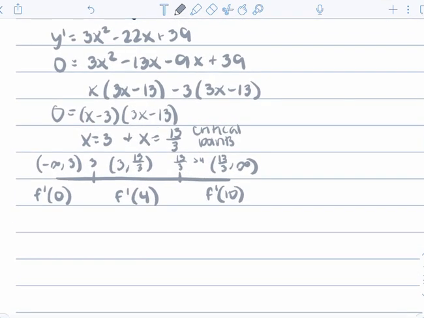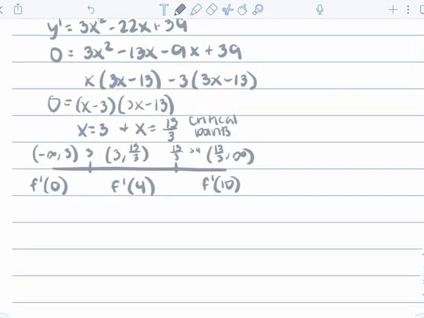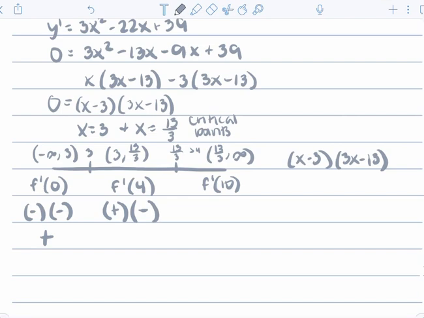So if we go back and use this right here, because it's in factored form, we have x minus 3 and 3x minus 13. And we plug in 0. Then we would get a negative number because 0 minus 3 is negative 3, and then 0 minus 13 is also a negative number. Two negatives multiplied is a positive number. For the second one, we would have negative because 4 minus 3 is 1, and 12 minus 13 is negative 1. So that would be negative. And then lastly, you would have positive and positive to make that a positive.